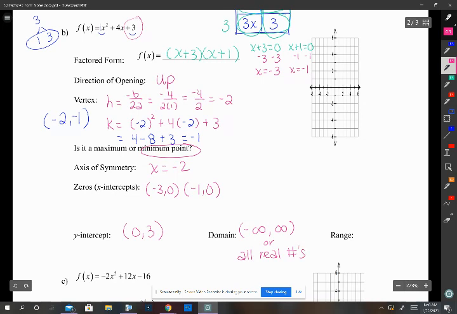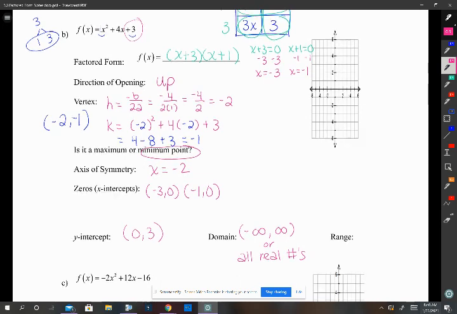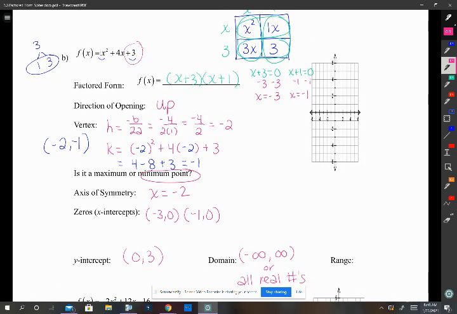And then our range, I always like to graph first, but you know your range at this point without graphing, or we could know our range. Our axis of symmetry is at negative 2, so I usually like to graph that first. Okay, so we've done that. We're going to graph our vertex, which is at negative 2, negative 1. So we've graphed our vertex.